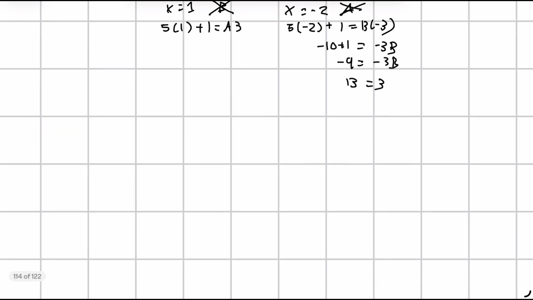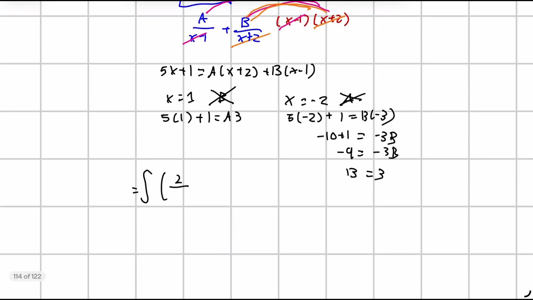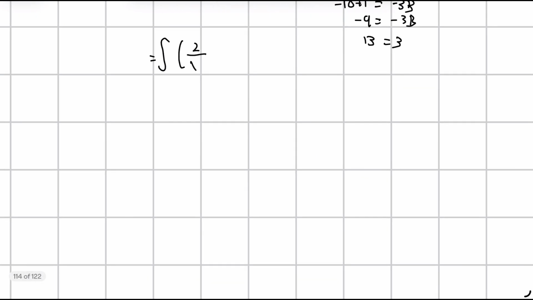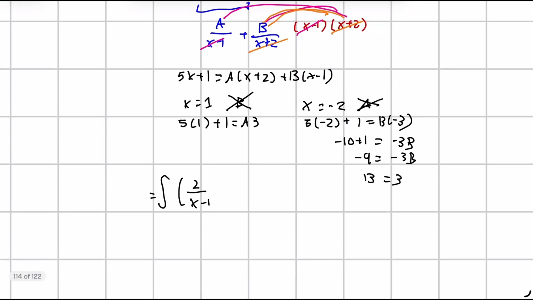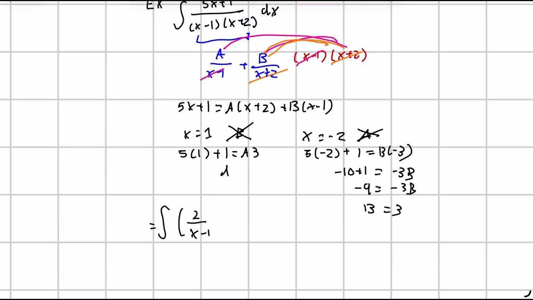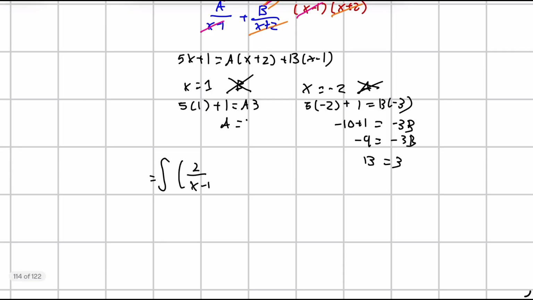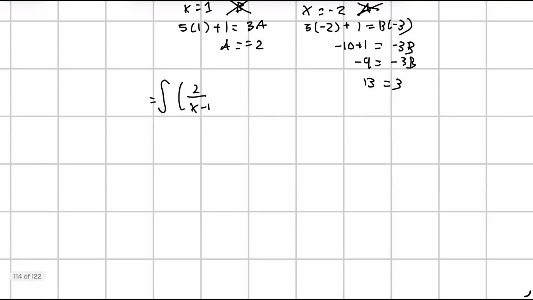Now, what can we do? We can just rewrite the entire integral in terms of this. We now have the integral of these two fractions. We get 2 over x minus 1, because we know that A is equal to 2, right? Because we have 3A. So we have 2 over here, and then we have plus 3 over x plus 2, and then we multiply all of this by dx.